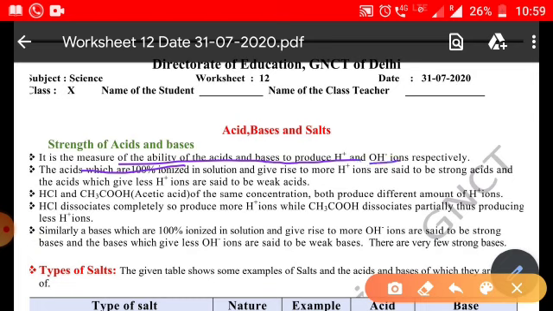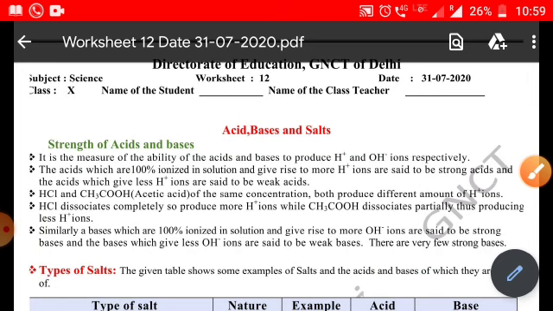That means the amount of hydrogen ions produced by an acid gives the ability or strength of the acid, whereas the amount of hydroxide ions gives the strength, or the measure of the ability, of the base.